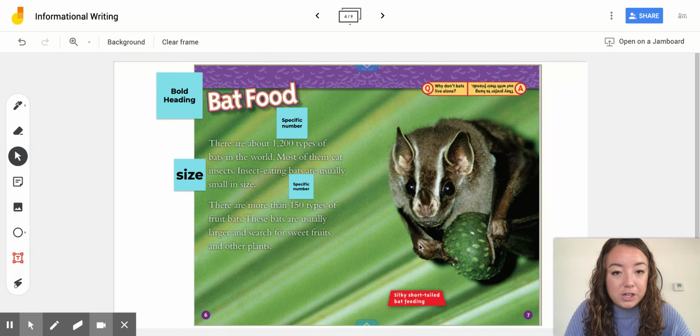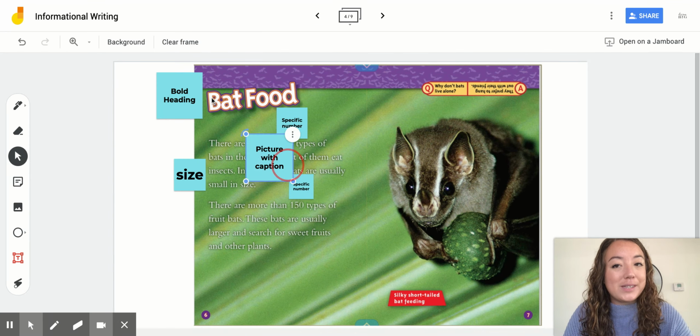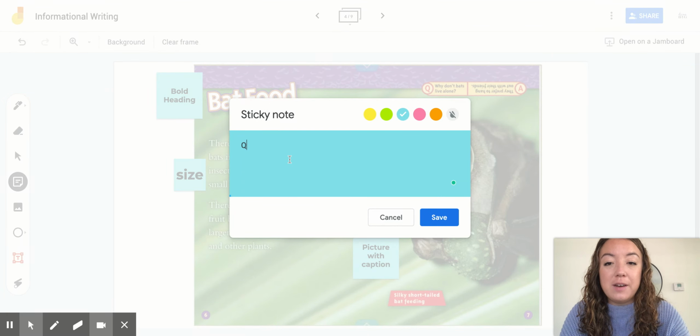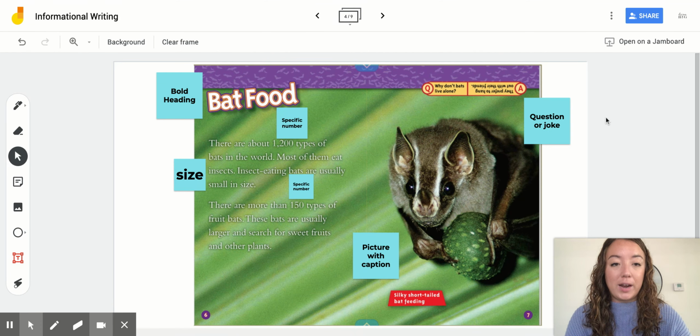Let's come to this page. I noticed another picture. It looks like this bat is holding some fruit and a caption. So that's important. Picture with caption. And then, I don't know if you noticed this up here, but there is a joke up top. And it says, why don't bats live alone? And it says, they prefer to hang out with their friends. So I liked that they used a question, or sometimes there's jokes, to kind of engage the reader more and to enjoy this type of writing.